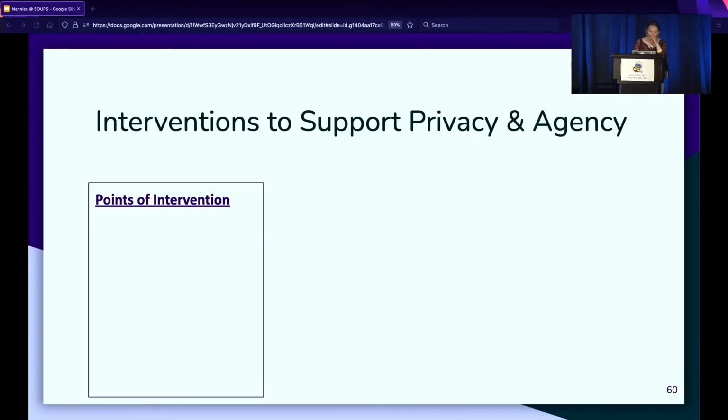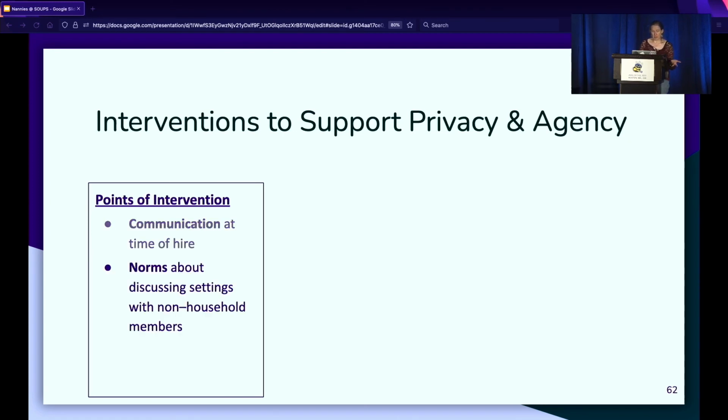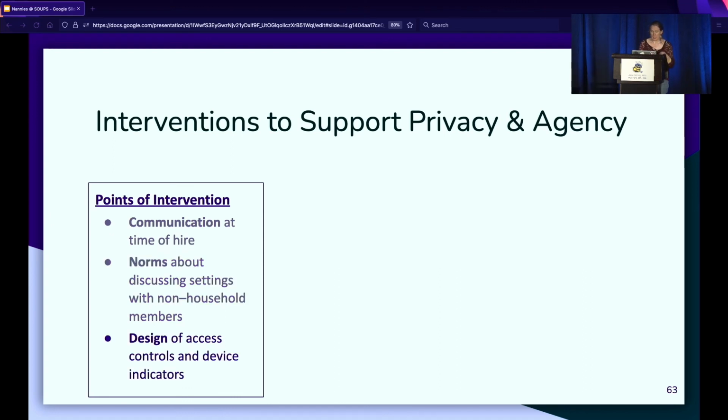So, implications. During our analysis, we identified some potential points of intervention, such as communication at time of hire, social norms about discussing privacy settings with non-household members, design of access controls and device indicators. So to wrap up, I'll swiftly discuss some potential mitigations.